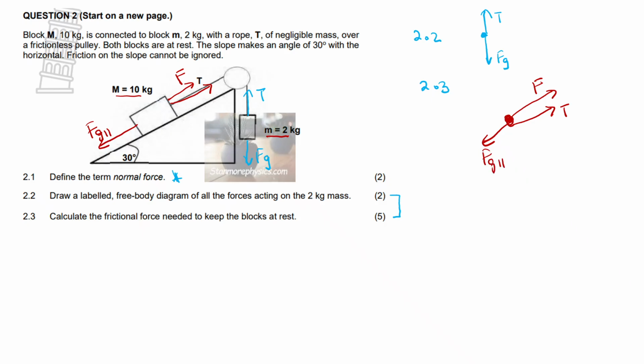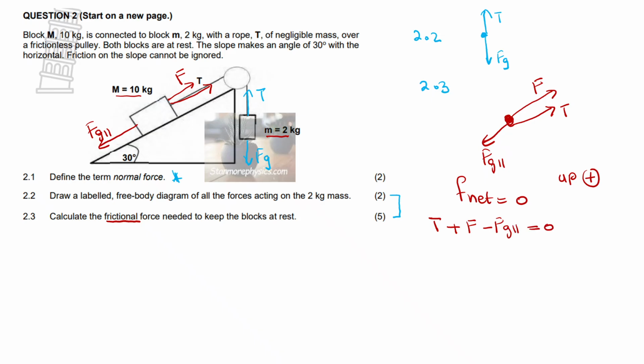Now remember, these blocks are at rest, which gives us F net equals 0. The acceleration is 0, the object is not moving. Okay, so now let's choose direction. I'm going to take up as positive. We need to find the frictional force needed to keep the block at rest. So up as positive tells me that I'm going to take my tensional force, add that with the frictional force, then subtract all the forces that are going down, and equate this to 0.